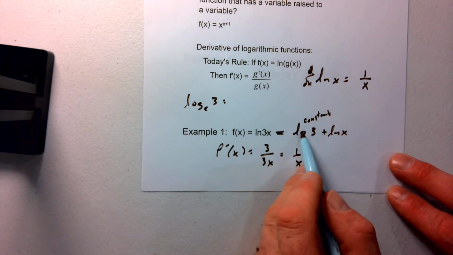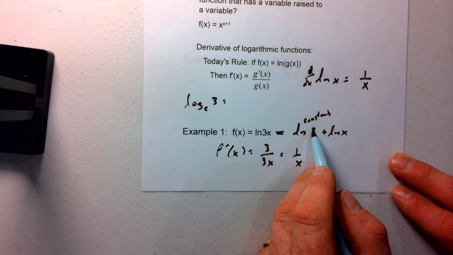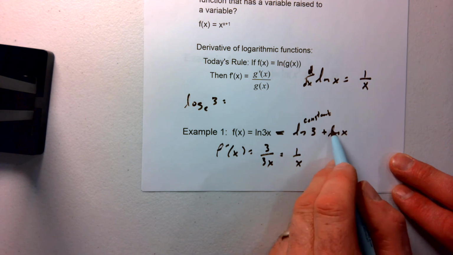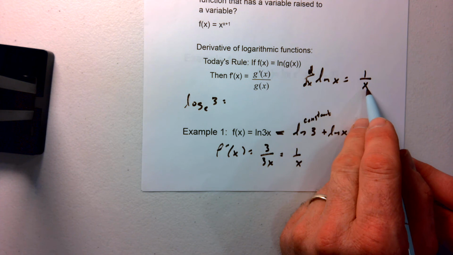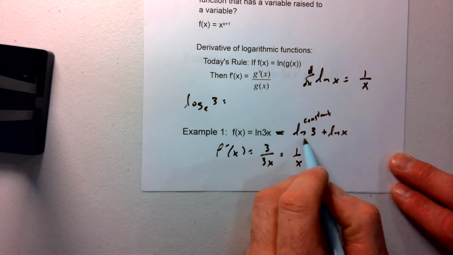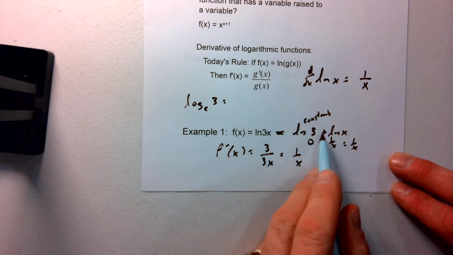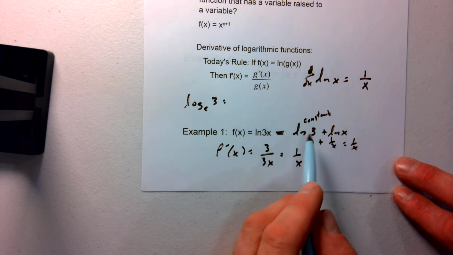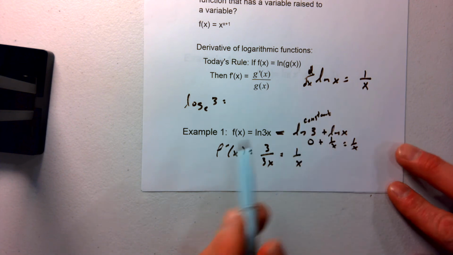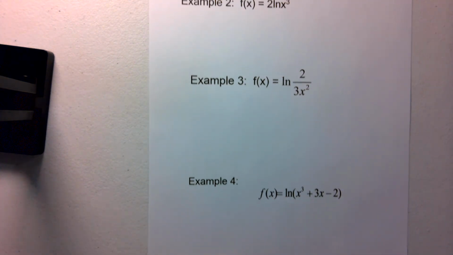So anyway, this is a constant. The derivative of any constant is 0. So I'd have 0 plus the natural log of x. The derivative of natural log of x is 1 over x, which is what I had over here. So over here we could say 0 plus 1 over x, which is 1 over x. So two different ways of looking at this problem. I show this because this is going to make our life a lot easier in the days to come. And it might even happen today that it makes it a little easier.